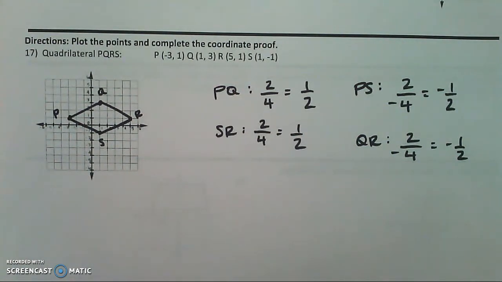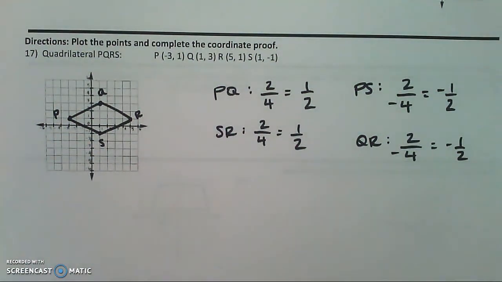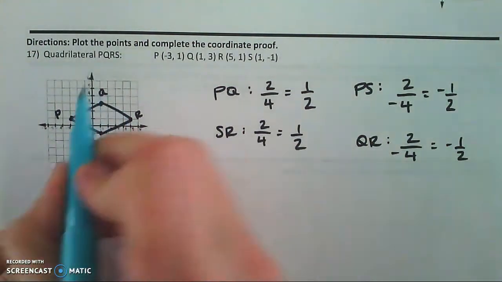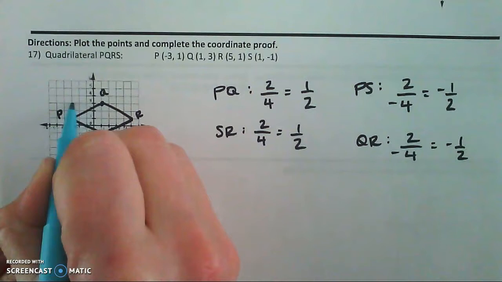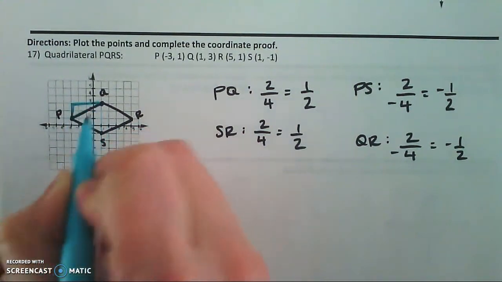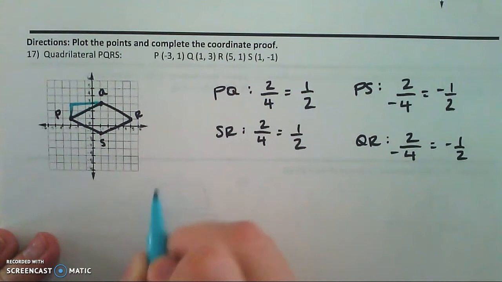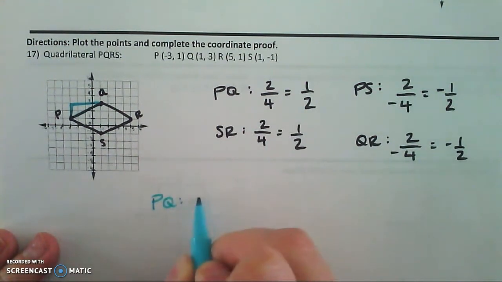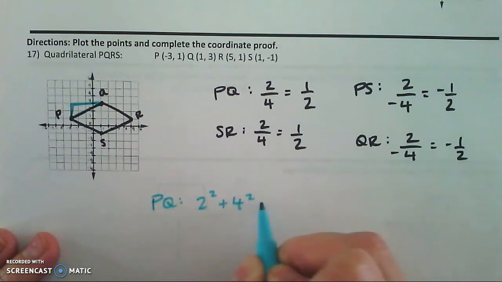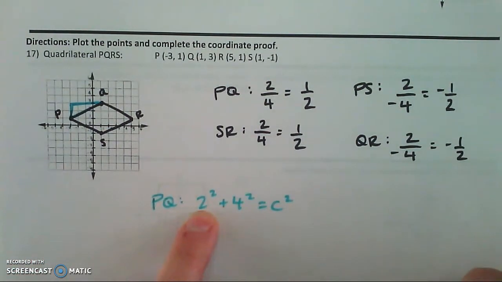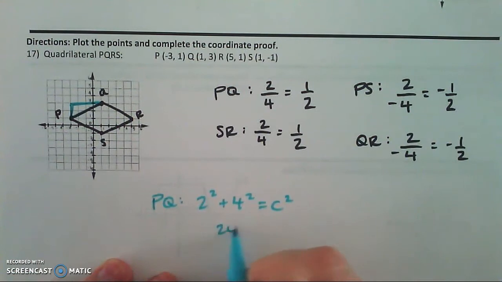So we can draw those little right triangles to find the length of each of those sides. Or you could use the distance formula 4 different times using all of those sides. But because I've already got it graphed, I'm just going to draw my little right triangle here to figure out the length of PQ. It's 2 and 4, so for PQ, it would be 2 squared plus 4 squared equals c squared. This is 4 plus 16, which is 20, equal to c squared. c is equal to the square root of 20.